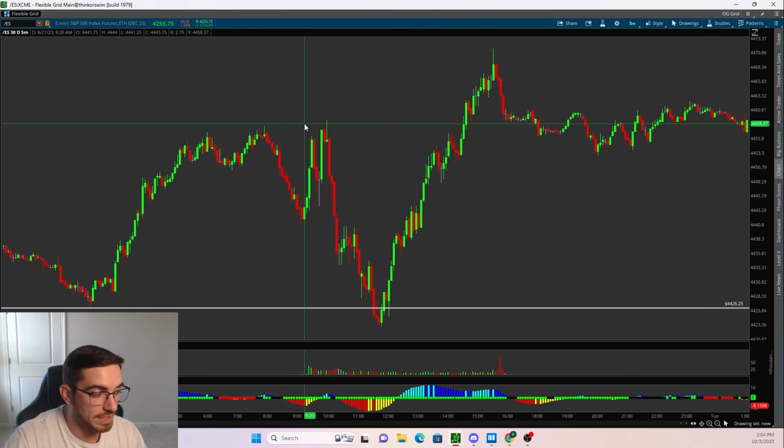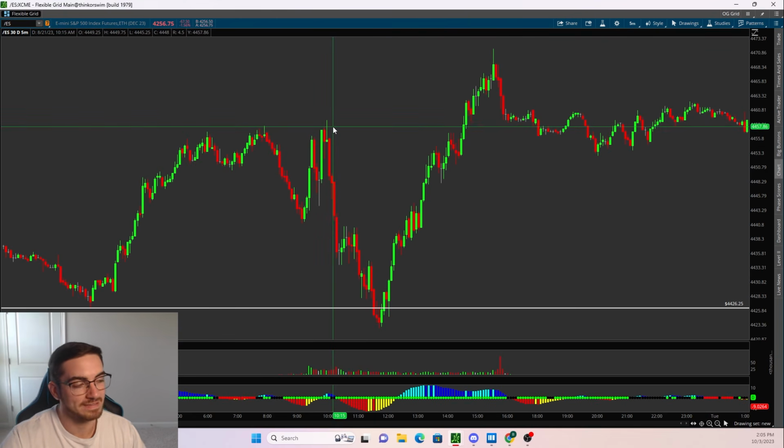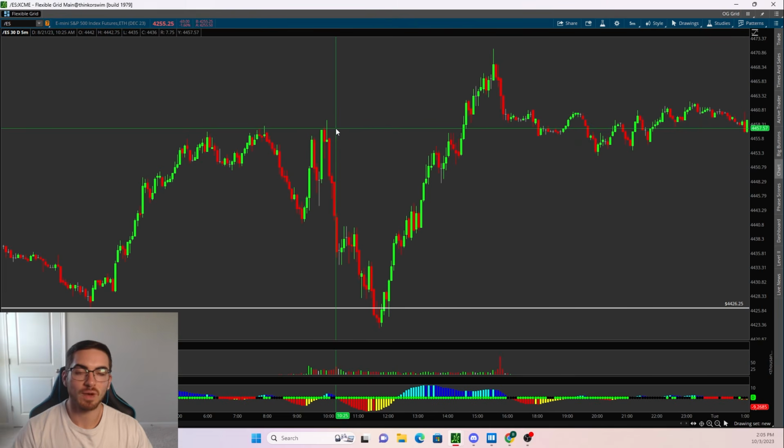If it fails to break and hold, that sets up for a high probability trade in the opposite direction. You don't want to be that person that's buying the new low. You actually want to be looking for noob traders to try to buy the new low or try to buy the new high. And if price were to fail, again, that sets up for a high probability trade in the opposite direction. But that is going to wrap up this video on one of my favorite futures trading strategies.